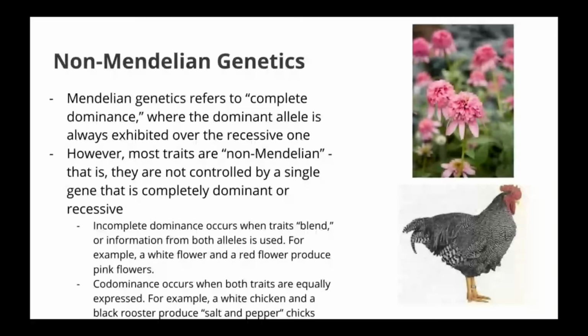And this is where traits are going to blend. So for example, if you've got an allele for white pigment and an allele for red pigment in flowers, they mix together and you get pink. Codominance is what's going to occur when both traits are equally expressed. So for example, I've got a white chicken and it breeds with a black rooster and it makes a salt and pepper chick. So you can see that over here. Those are going to be much more common.